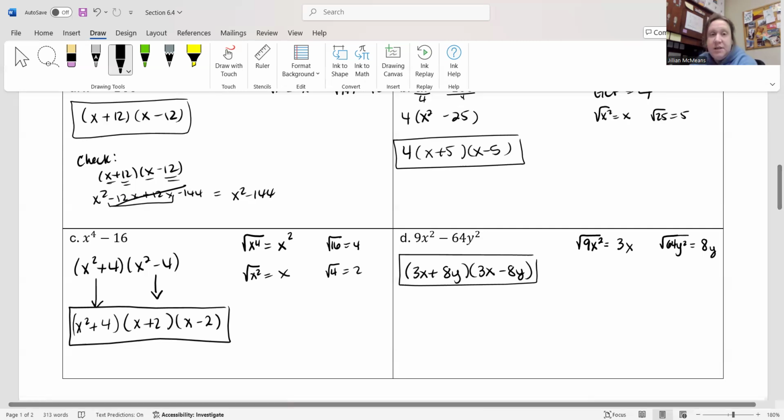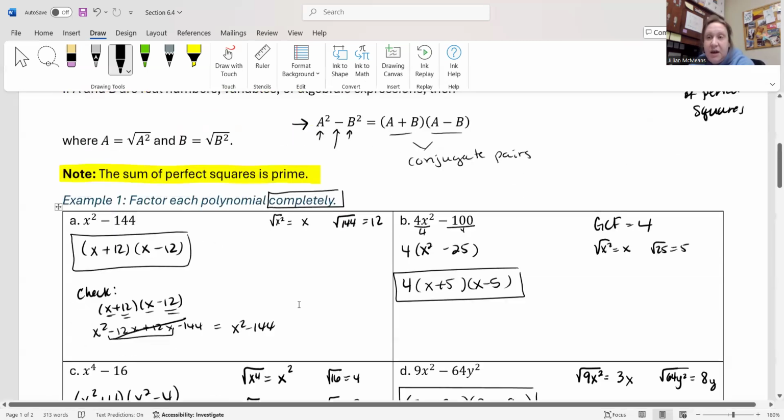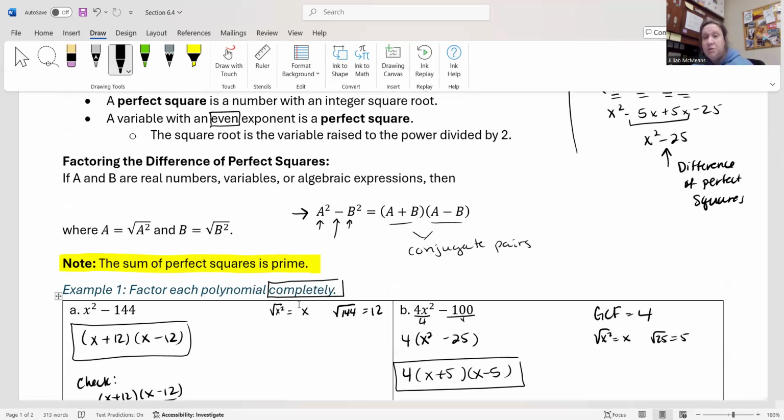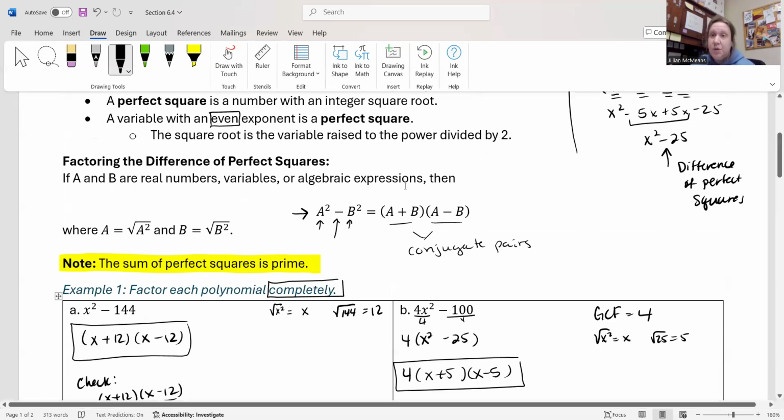So that's the first example of a special product. Again, you have to make sure you meet the criteria. You have to have exactly two terms. You have to be subtracting those two terms. Both terms must be perfect squares for this to work. But knowing this shortcut, it's a pretty big time saver.